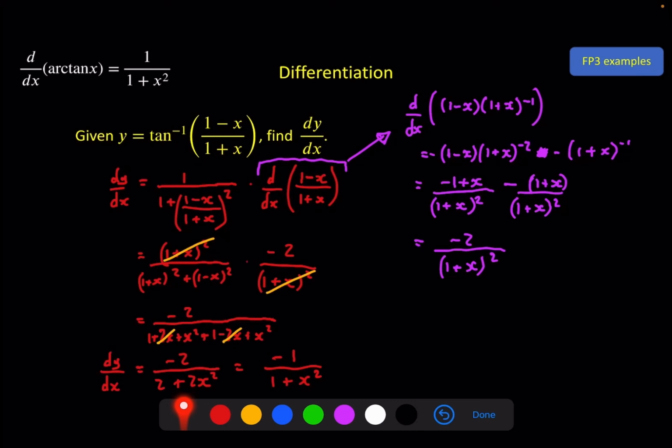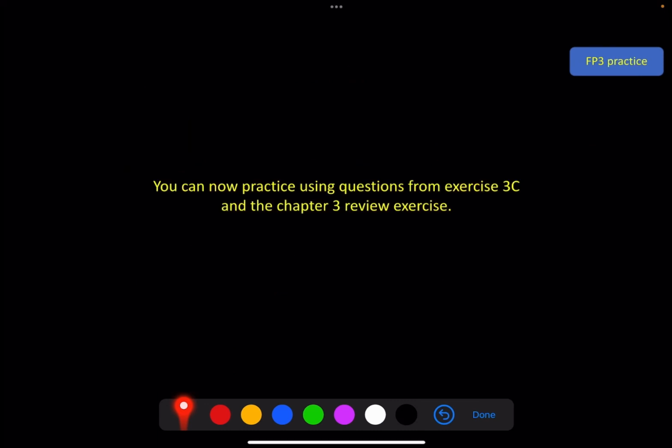And that should be enough now. You've got these results. You've had a few examples to practice this for yourself from exercise 3c for the inverse trig functions, and from the chapter 3 review exercise for the whole chapter if you've got the Pearson textbook. And maybe I'll see you in the next chapter.